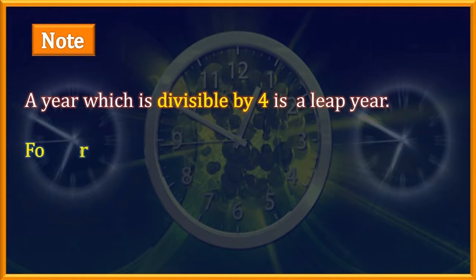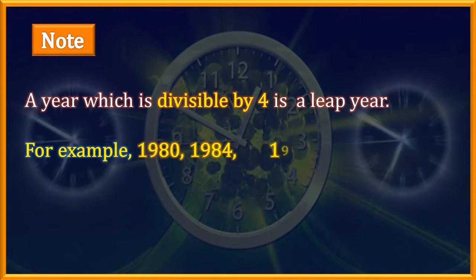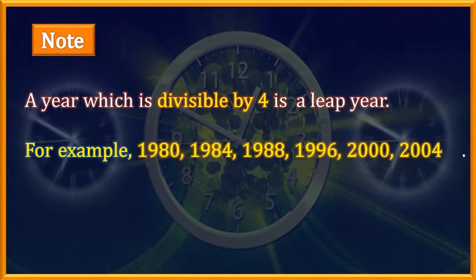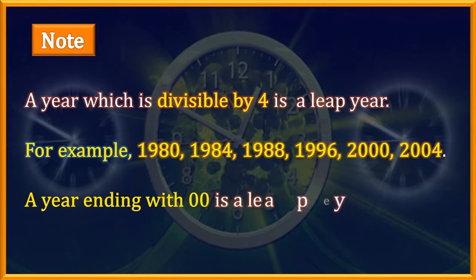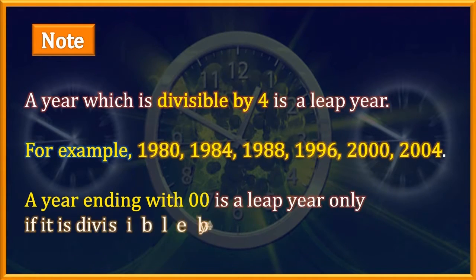For example, 1980, 1984, 1988, 1996, 2000, 2004. A year ending with 00 is a leap year only if it is divisible by 400.